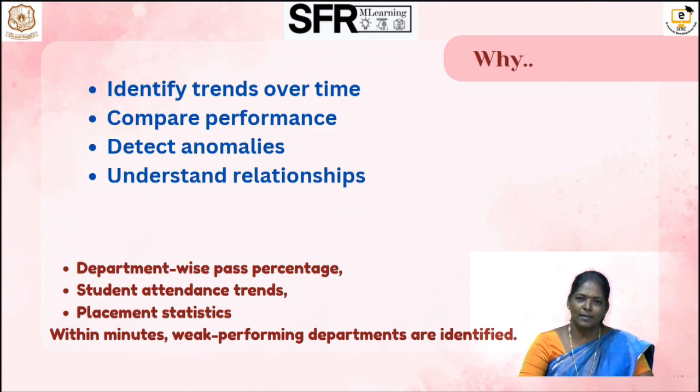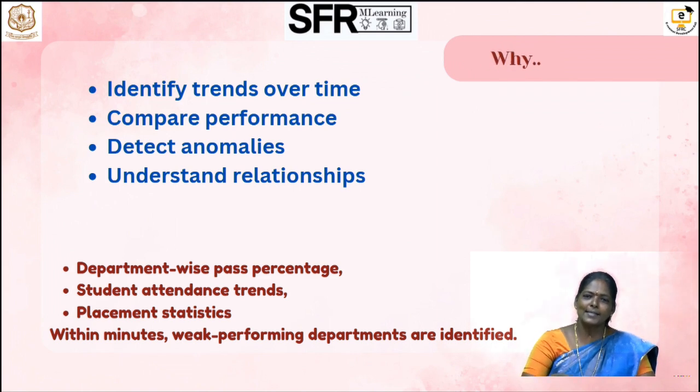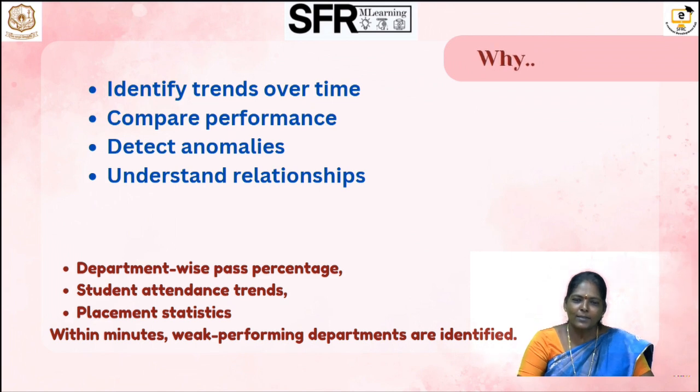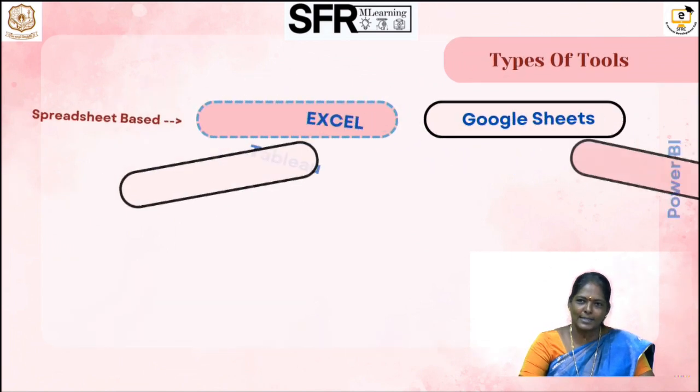For example, with college level data, if we provide department-wise pass percentage, student attendance details, marks, and placement details as a visual, then within a second a college principal can analyze that visual and understand that this department is performing poorly. So the analysis happens within a spark of a second. That's why we are moving to data visualization.